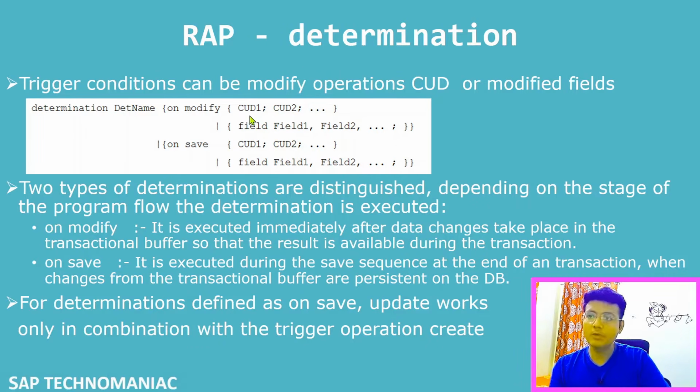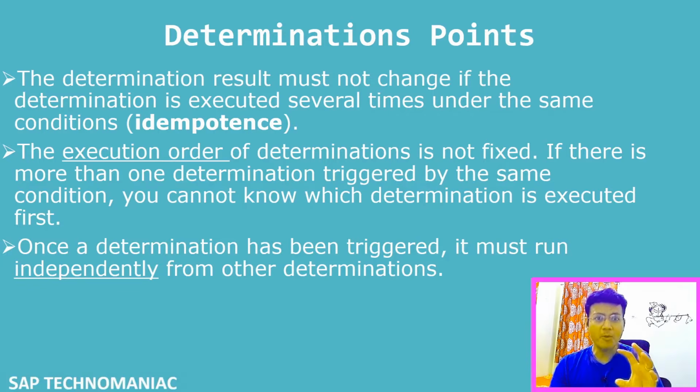It should be called during create, during update, or during delete. We can define that here as operations, or we can define that only when this field changes should it be called, otherwise not. Or you can do a combination: if you are doing create or update and this field is changing, then it should be called, otherwise not. That combination we can also define here. Now, one important point we have to make sure of regarding determinations is idempotency.